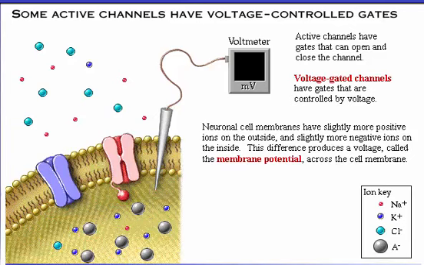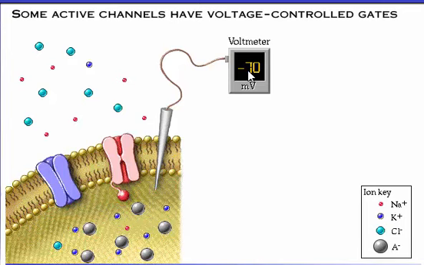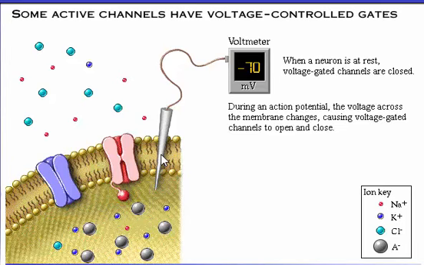We can measure the membrane potential and display it on a voltmeter. Click the voltmeter to see the membrane potential. When a neuron is at rest, voltage-gated channels are closed. During an action potential, the voltage across the membrane changes, causing voltage-gated channels to open and close. Ions move through the open channels.